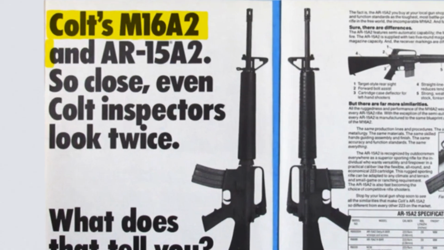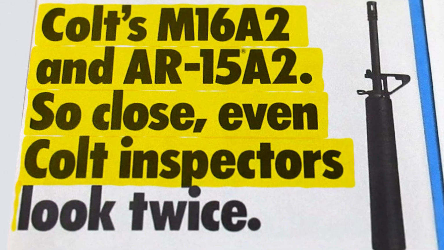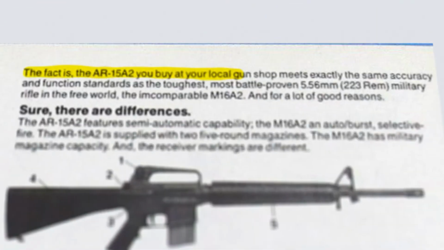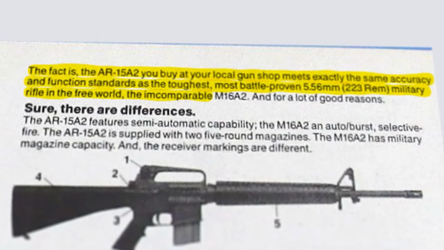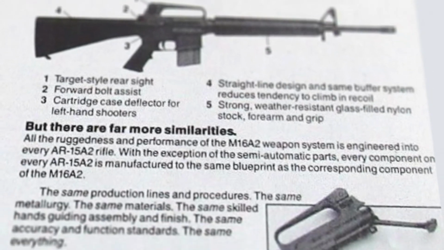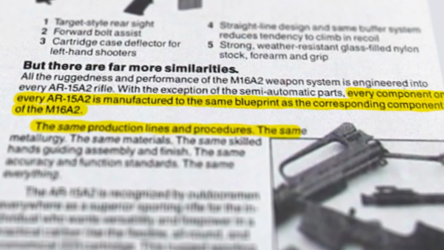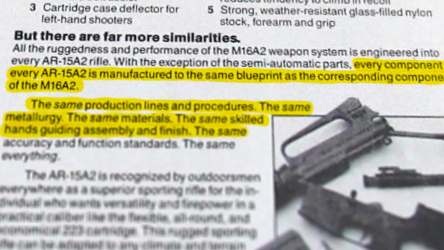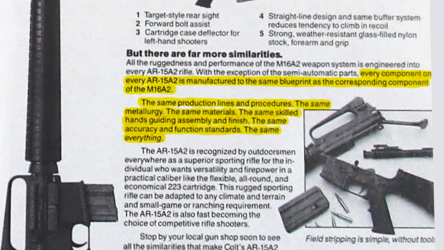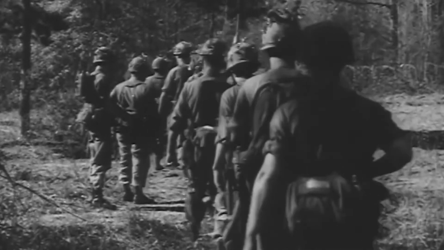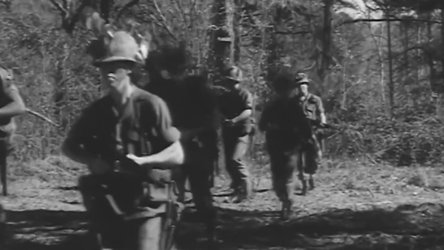And Colt themselves said that it looks identical, it feels identical, and the lethality is identical as well. They kept saying the AR-15 is manufactured by the same blueprint as the M16. It takes the same process, the same procedures, the same metallurgy, the same material, the same accuracy standard, the same everything. Now, why were they doing that? There were two main reasons behind that. One was that the Vietnam War had come to an end, and the soldiers were returning home, and they wanted something that they used in the war every day.